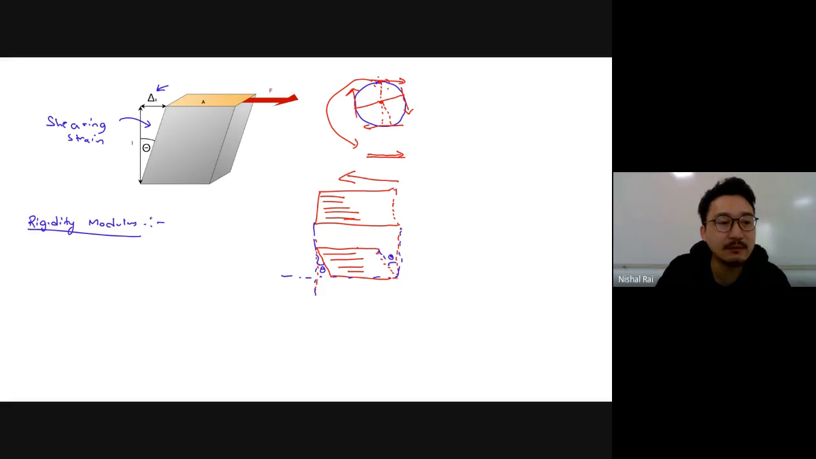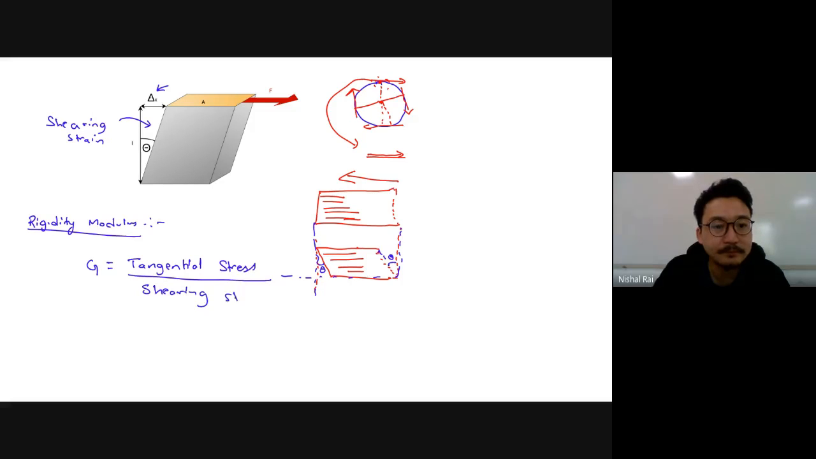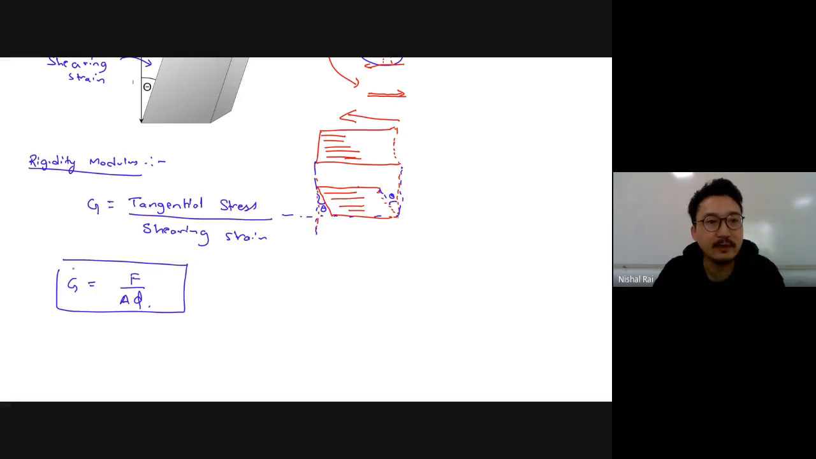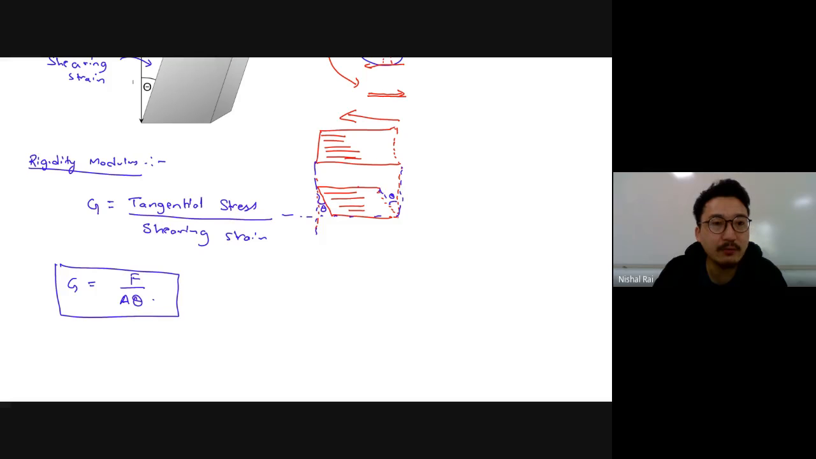The rigidity modulus is given by, again, the definition is the same, stress by strain, but the definition now changes to tangential stress by shearing strain. Clear? Now your tangential stress is again the same thing, which is force per unit area, and shearing strain is basically phi or theta. We were using theta, sorry, basically theta. Now, do you know why we are able to write this as theta?